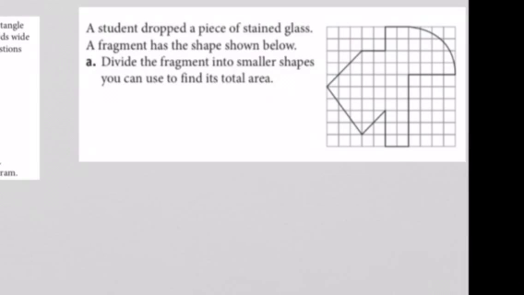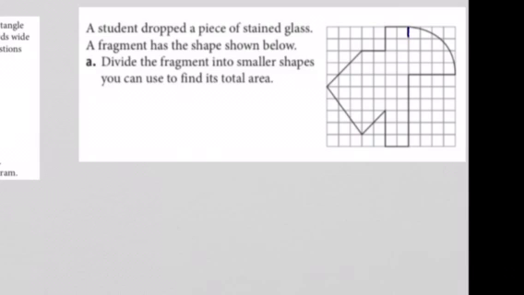All right, so here we have a problem that states a student dropped a piece of stained glass. A fragment has the shape shown below. Divide the fragment into smaller shapes that you can use to find its total area. So here we definitely have a shape that has no name, and with no name, it definitely has no formula. But we can divide it into shapes that we're familiar with. That way we can have a formula for each and every shape. So let's go ahead and divide this up.